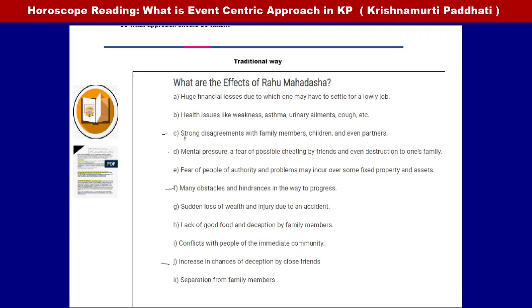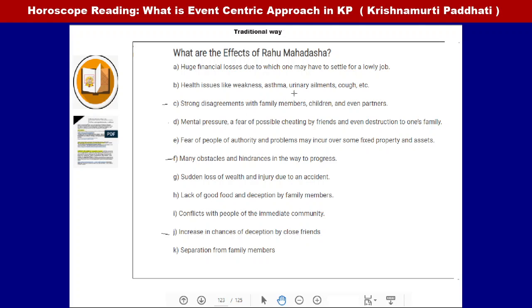Now this is something that I have extracted from one of the web pages. And if you look at some of these predictions for the Rahu Mahadasha: strong disagreement with family members, children, and even parents. Many obstacles and hindrances in the way to progress. Increase in chances of deception by close ones. This is all nonsense stuff.